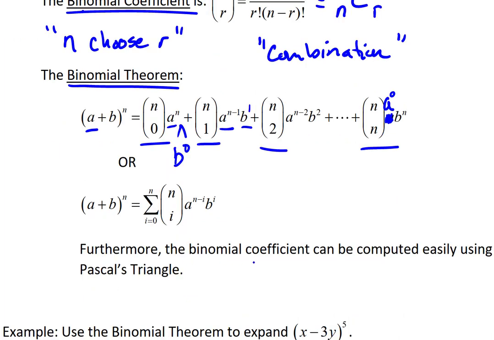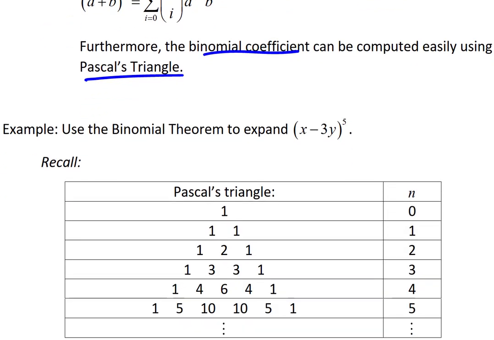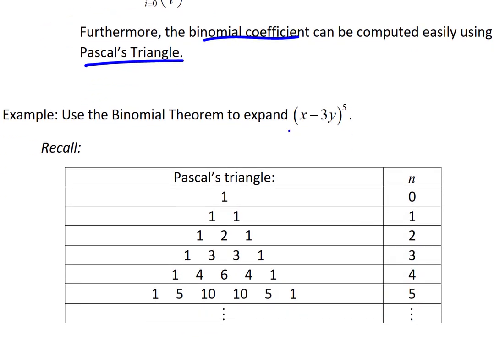Furthermore, we could say this: the binomial coefficient, which we've been using here in this definition, can be computed easily using Pascal's triangle. It's kind of a shortcut way to do this by hand. Of course, if you're using a calculator, this all can be done quickly that way, but sometimes by hand the triangle is even faster. So let's try an example now where we want to use the binomial theorem to expand x minus 3y in parentheses to the 5th power. Now I want to show you an example of this using Pascal's triangle. So let's first of all recall what that is. Maybe you've seen this recently, maybe not recently, or maybe not at all.